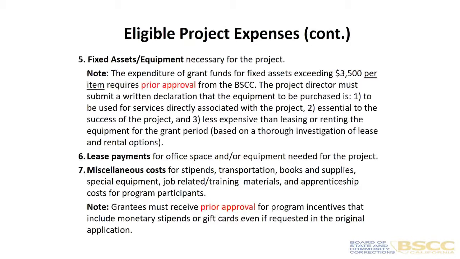One thing I want to reiterate as well is that if you are purchasing any fixed assets or equipment and any one item exceeds $3,500, so per item, you need to make sure that you get the approval first from the field representative before you purchase any of these items. And then also, you discussed earlier some of the miscellaneous costs. Please make sure that you receive prior approval as well. And this is especially for program incentives that may have a monetary amount included to them.